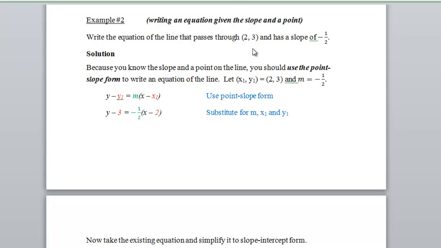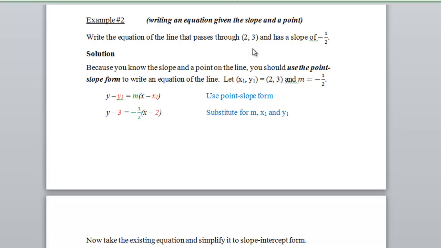For our next example of writing equations of lines, we're going to be given an actual slope and then we're going to be given a point. Now in this particular instance, our point is not going to be the y-intercept. It's going to be some random point that's on the line. And the first way that you'll be able to tell that is that it's not 0 and some number, which would represent the y-intercept. So you can see in example number 2, the point that was given to us was 2, 3. And then it had a slope of -1/2.